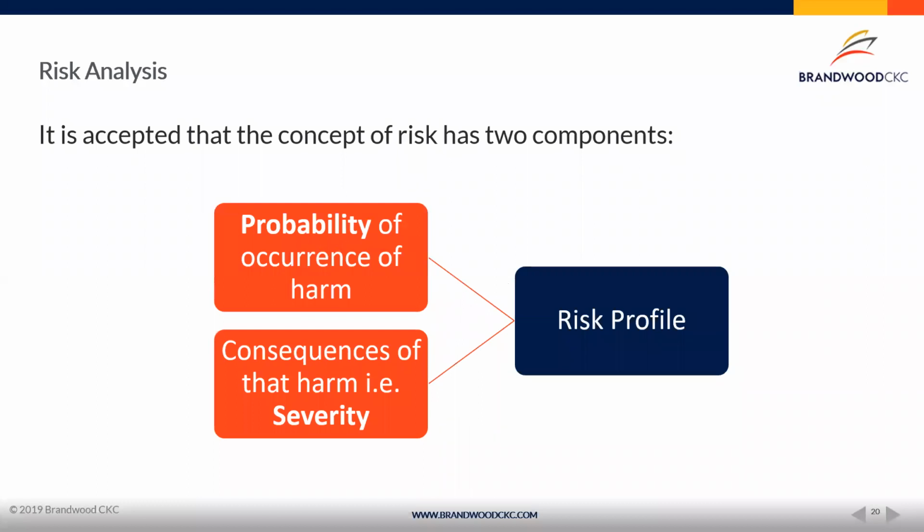Risk itself, as we've said before, has two components. Probability, so what is the likelihood of occurrence of harm, and severity, so what are the consequences of that harm. Between those two, you create a risk profile, and that risk profile is the output of this risk analysis. So for every hazard, you've identified the harms that go with it. Then you take that a step further and you say, what is the probability of the occurrence of this harm? And if it does occur, what is the severity or the consequences of that harm?